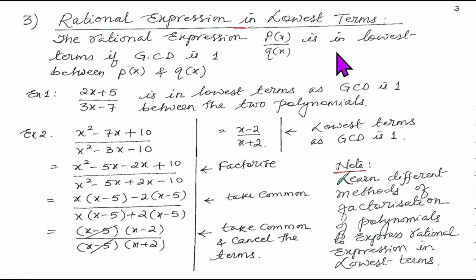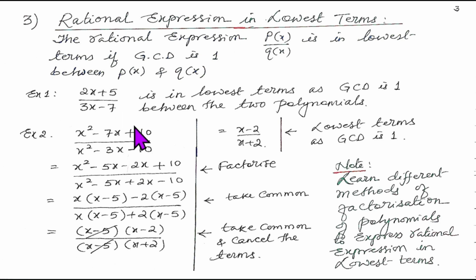Rational expression in lowest terms. The rational expression p(x) by q(x) is in its lowest terms if p(x) and q(x) have a GCD of 1, or a common factor of 1, or HCF of 1. Remember that. For example, 2x plus 5 divided by 3x minus 7: both p(x) and q(x) have a common factor 1 and therefore they are in simplest form.